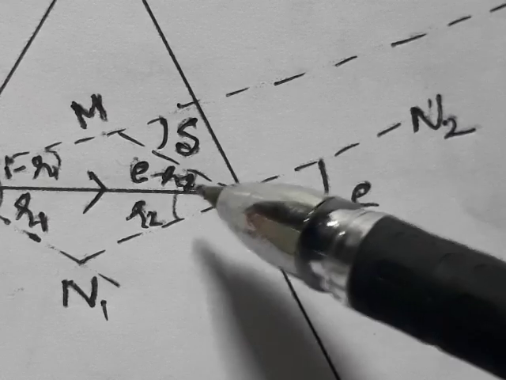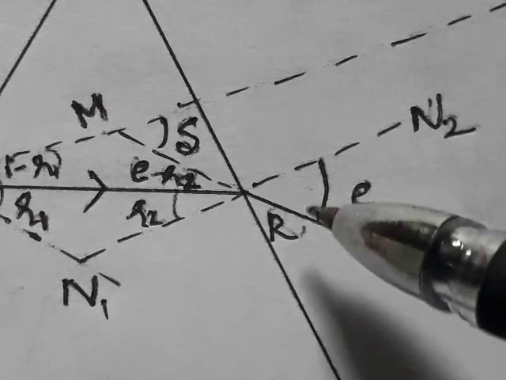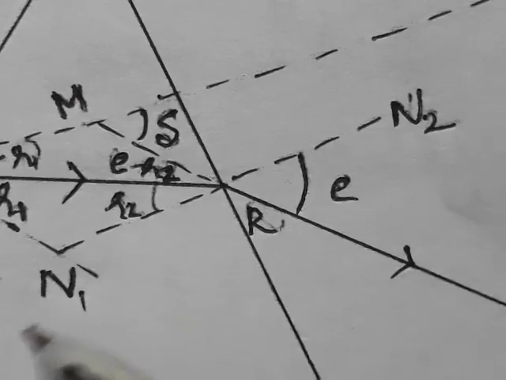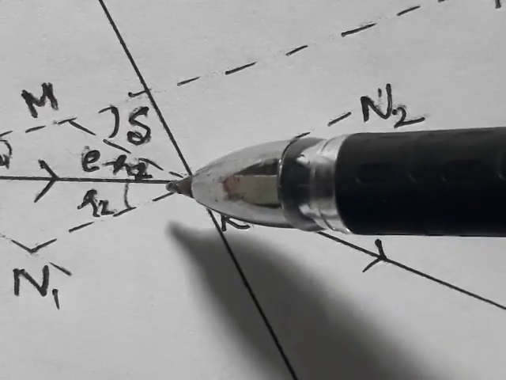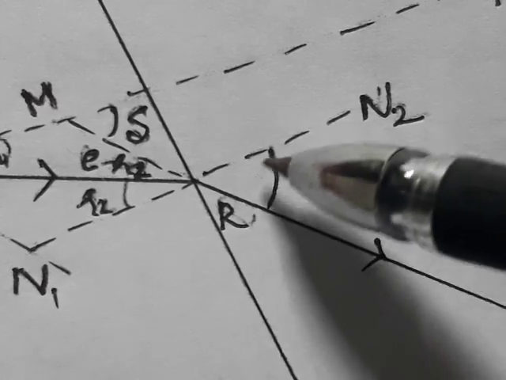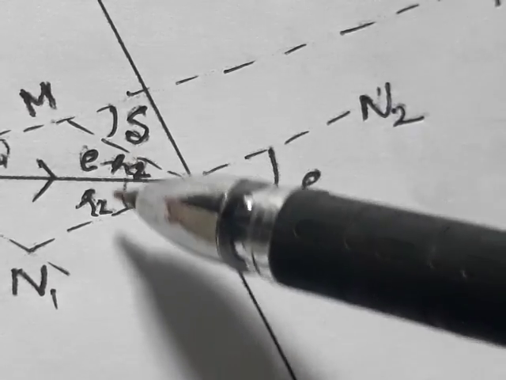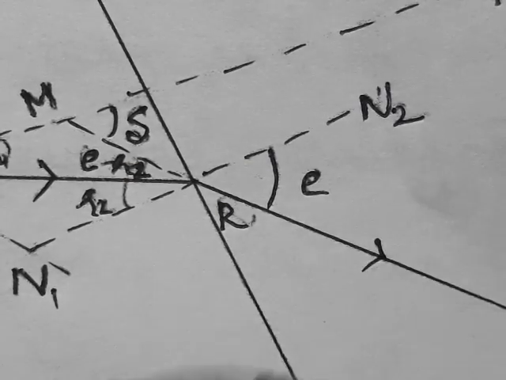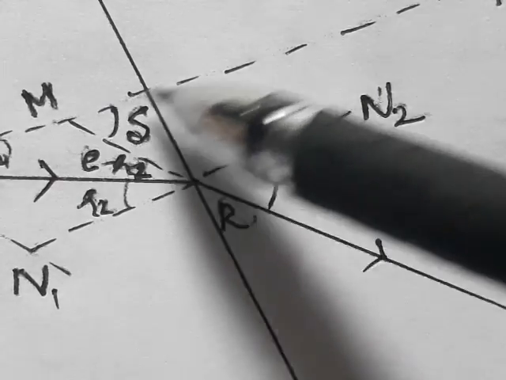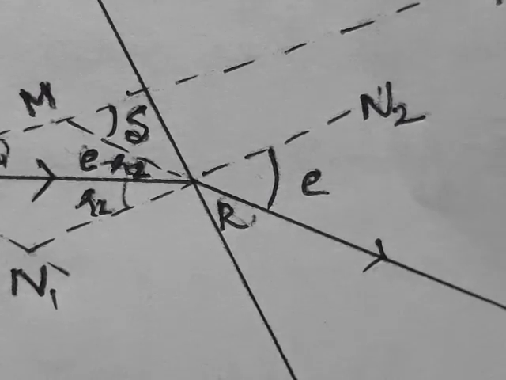This alone is R2, so the remaining will be E minus R2, because you see this dotted line and this line make equal angles. This E is equal to the full angle from here to here. So if this is R2, this is E minus R2. Now this is the actual path of the light. QP dash is the actual path of the light.